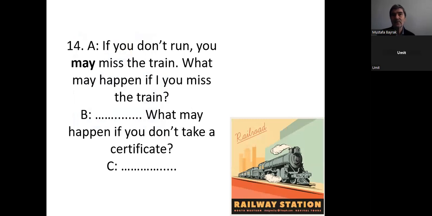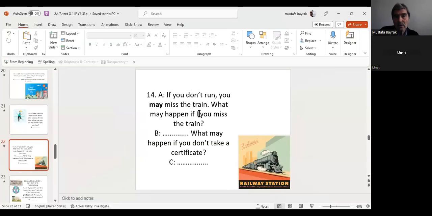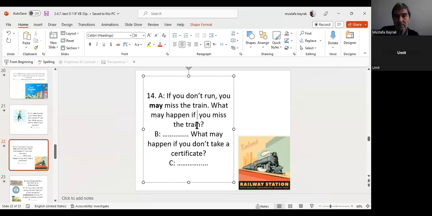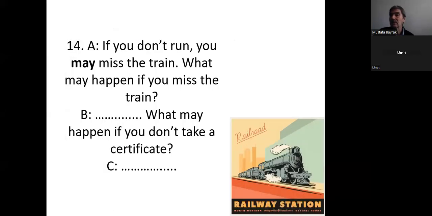(14a) If you don't run, you may miss the train. Okay, if you don't run, you may miss the train. What may happen if you miss the train? If I miss the train, I will be late. I may be late, or I will be late is a better idea. What may happen if you miss the train? If I miss the train, I will be late.